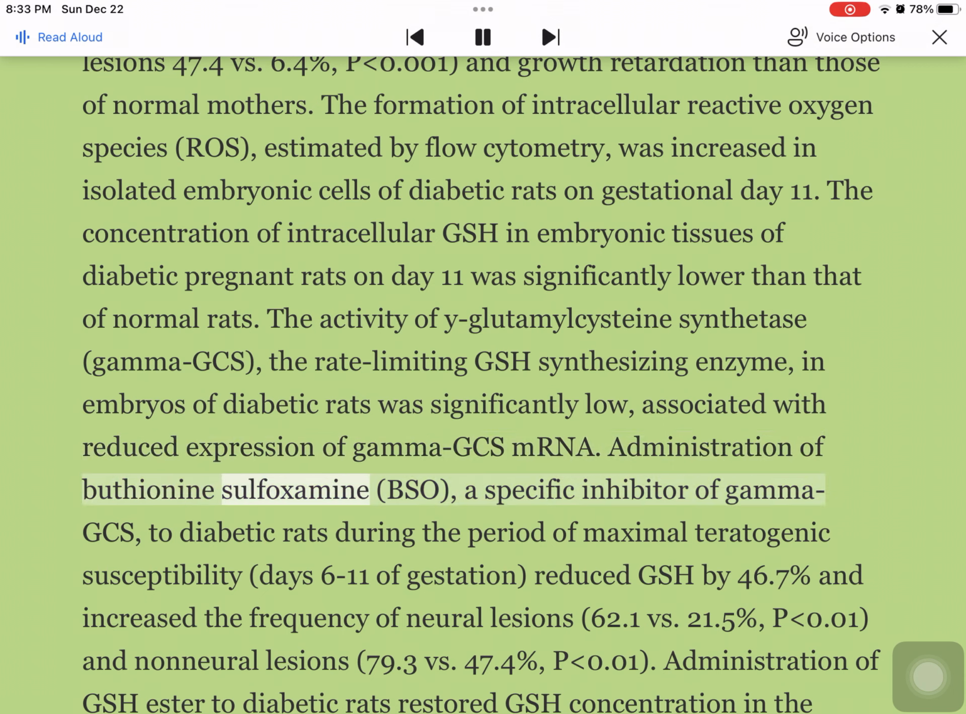Administration of buthionine sulfoximine, BSO, a specific inhibitor of gamma-GCS, to diabetic rats during the period of maximal teratogenic susceptibility, days 6 to 11 of gestation, reduced GSH by 46.7% and increased the frequency of neural lesions, 62.1 versus 21.5%, p less than 0.01, and non-neural lesions, 79.3 versus 47.4%, p less than 0.01.